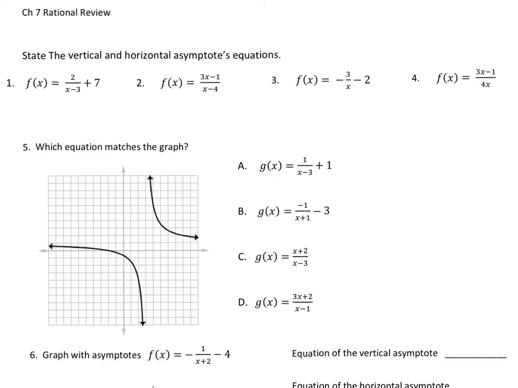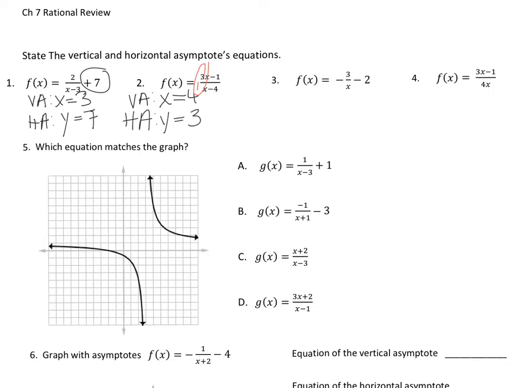So our vertical asymptote is x equals positive 3, and our horizontal asymptote is our k, and that's the 7, so y equals 7. Equation 2 is in a slightly different form, but the vertical asymptote is always what makes the denominator equal to 0, so x is equal to 4. And the horizontal asymptote comes from the ratio of the coefficients on the x, and the x on the bottom has a 1, so that's y equals 3.